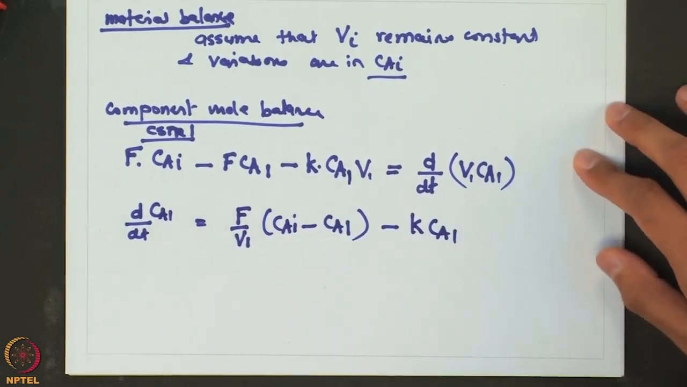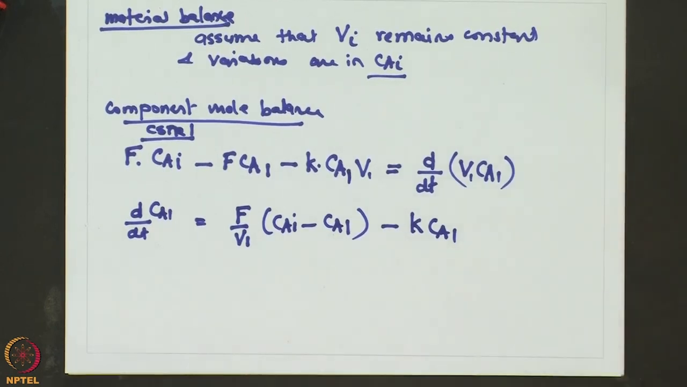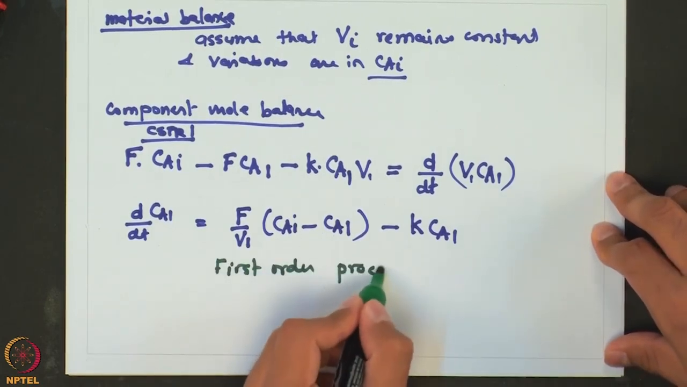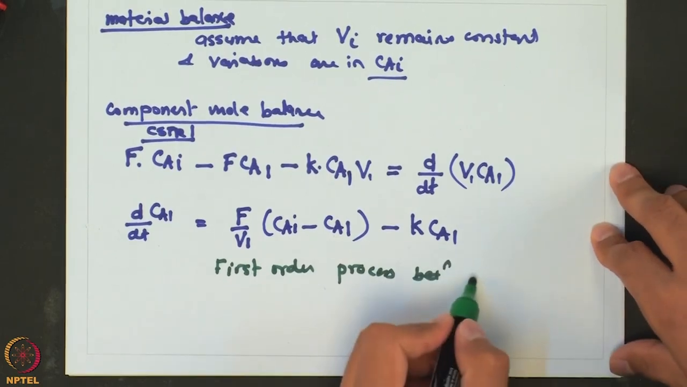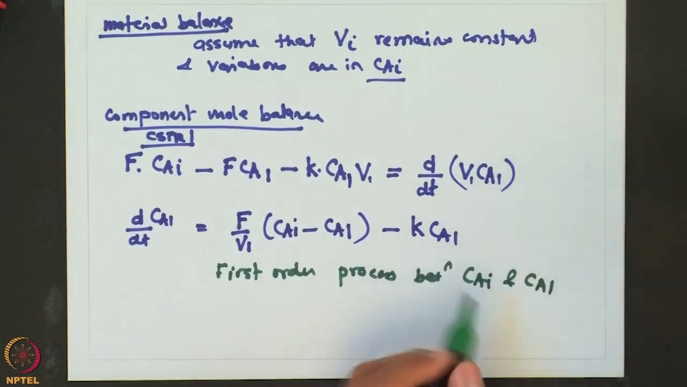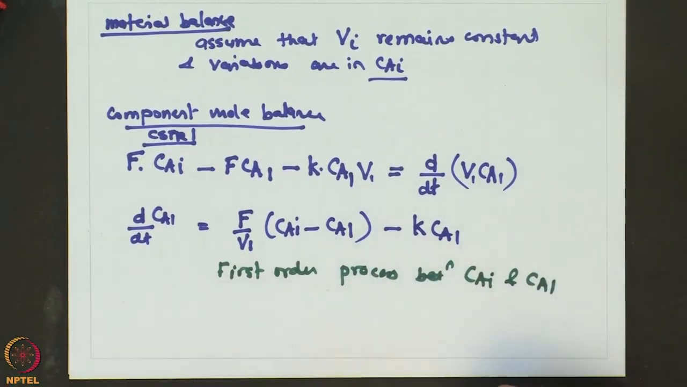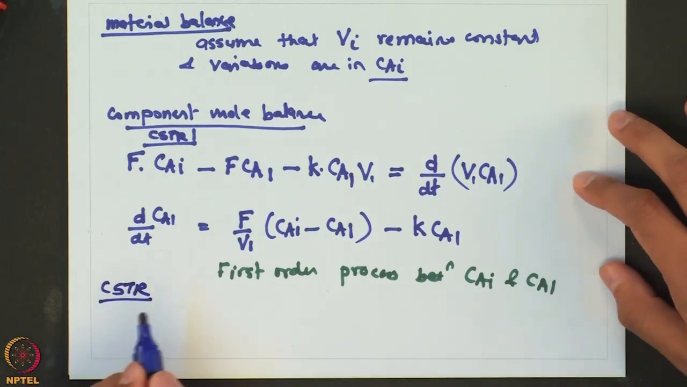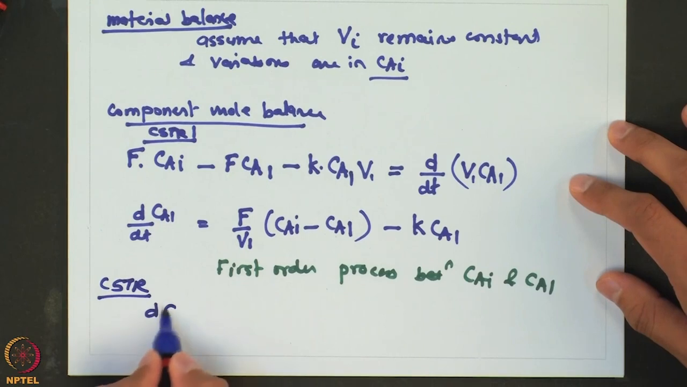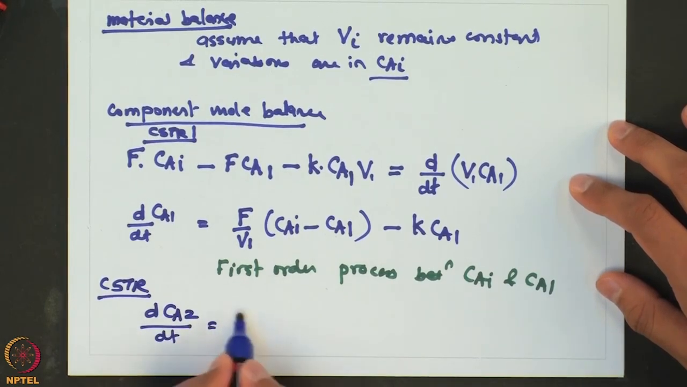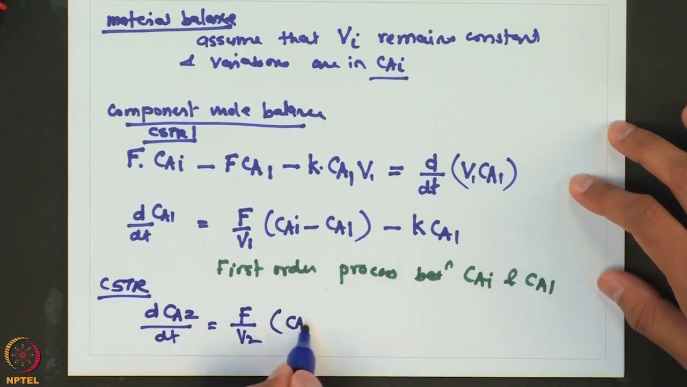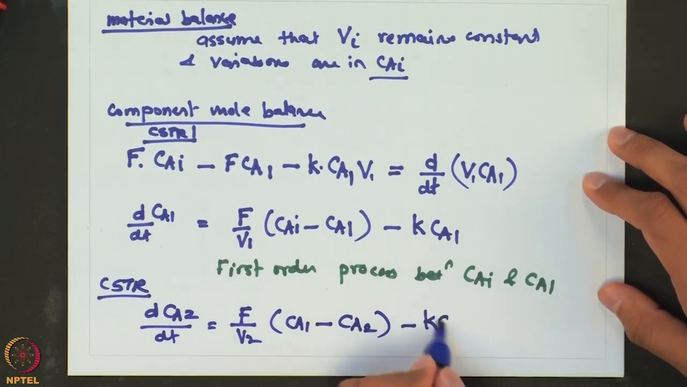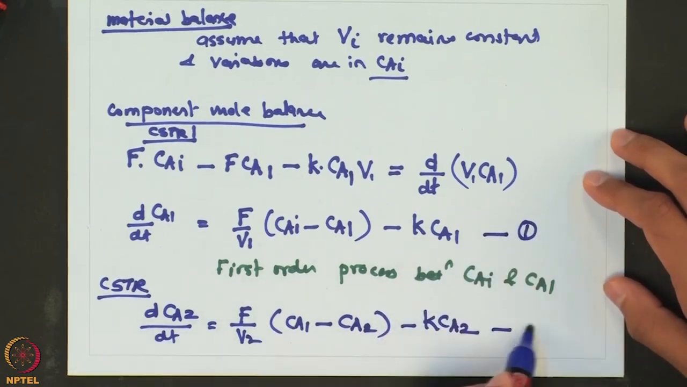We will call this equation 1. You can see that this is a first order process between CAI and CA1. So our first CSTR is a first order process between its input concentration and output concentration. Similarly for CSTR2, which is exactly the same except that it has a different volume, we can write that dCA2 by dt is equal to F over V2 times (CA1 minus CA2) minus K CA2. Here the input for the second CSTR is CA1. So this is our equation 1 and this is our equation 2.